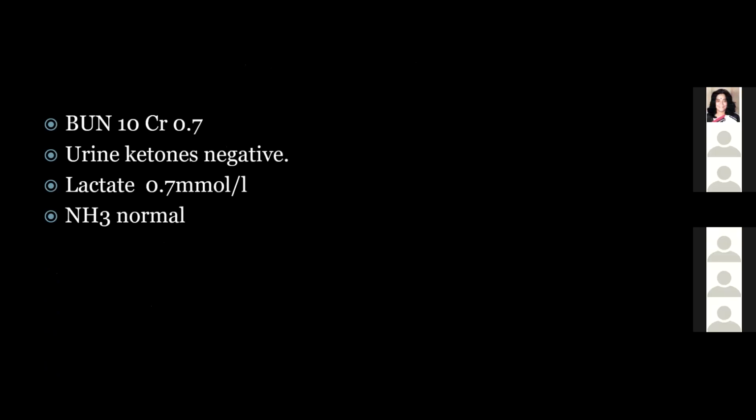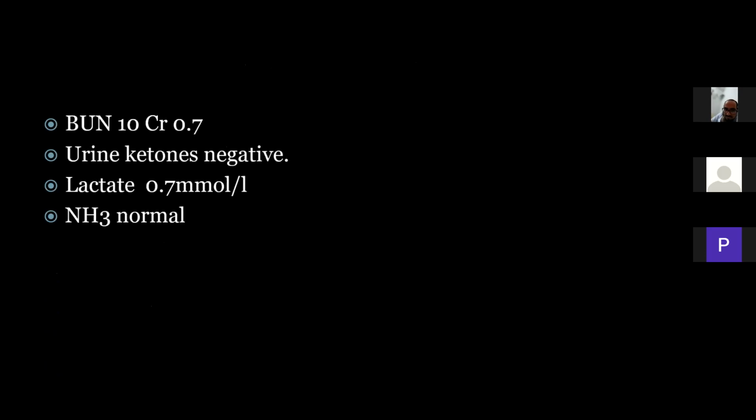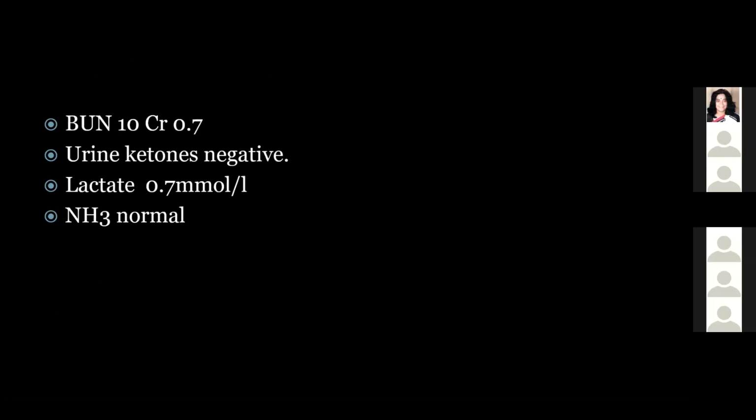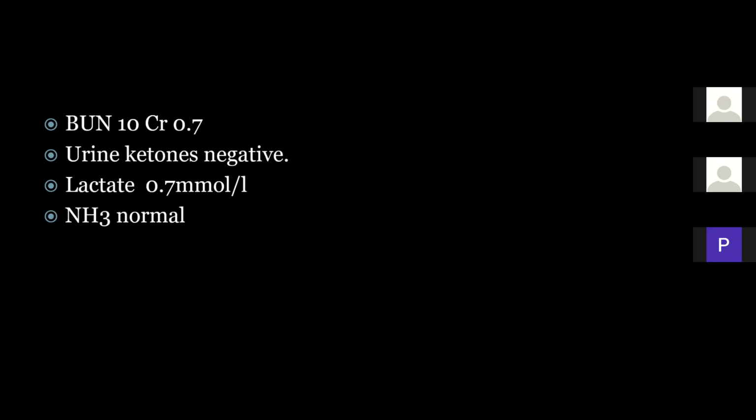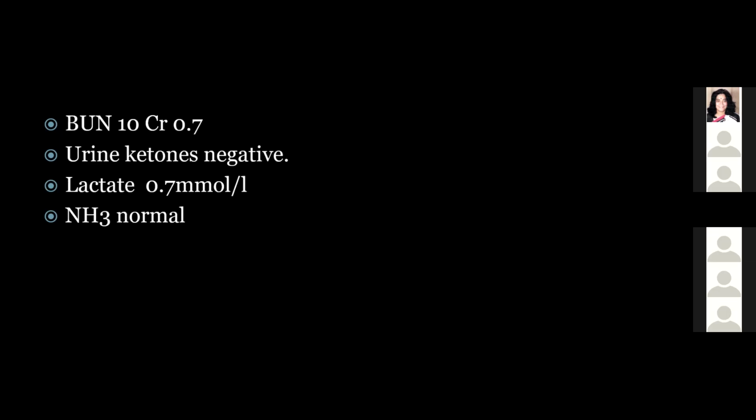And these are all the reports I have. I have a BUN of 10, creatinine of 0.7. Urine ketones are negative. The lactate is 0.7 millimoles per liter, which is normal. And we also checked ammonia because of altered sensorium, which was normal. So now, what would be the cause of this wide anion gap acidosis? So it's not a ketoacidosis, it's not a lactic acidosis, it's not a renal failure.